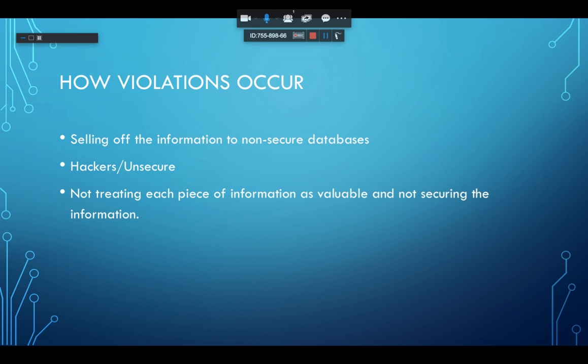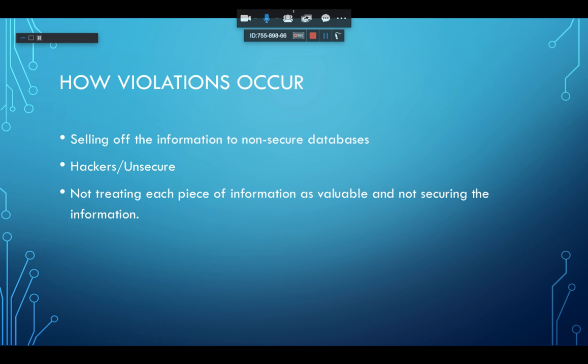Hackers and insecurity. If we don't have very secure firewalls and things of that nature, many hackers can get in. I'm sure we've all seen in the media recently the Anonymous stuff, where they hack databases and sell off information. All of that is currently happening. So we have to make sure that we're keeping the data as secure as possible, and also not treating each piece of information as valuable and not securing it. So being selective about what we keep will be helpful for us.